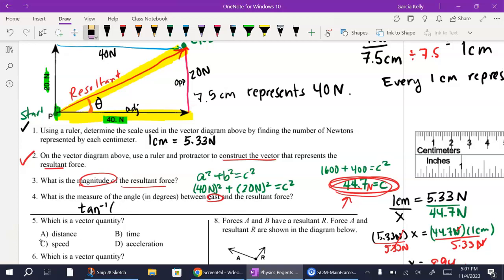Oops, I copied it wrong. Inverse tangent of opposite over adjacent is going to give me my angle. When I plug things in, I get an angle of 26.6 degrees. So that's how much this is.